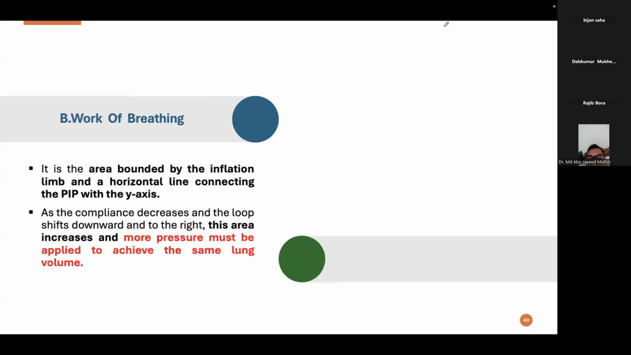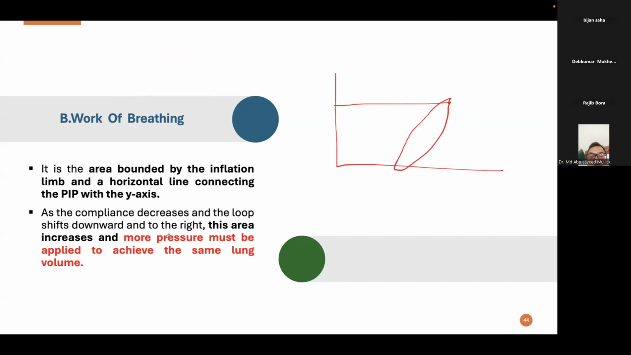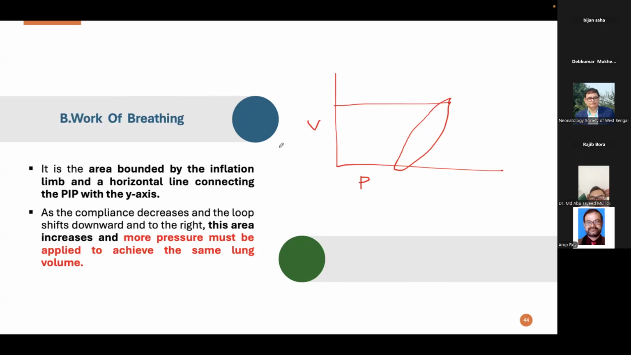Work of breathing: I have already told you that we need to draw a line to your inspiratory limb, and then this area gives your work of breathing. Why is that important? Because if there is increased work of breathing, more pressure must be applied to achieve the same lung volume. This is your volume, this is your pressure. If your work of breathing increases due to any problem in the mechanical properties of the lung, then definitely more pressure will be required to achieve the same amount of volume.